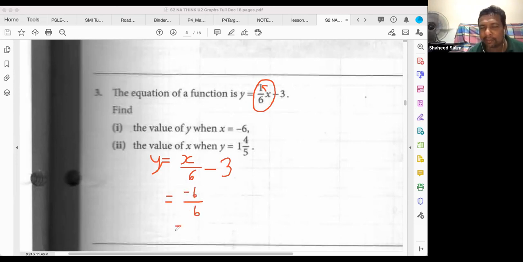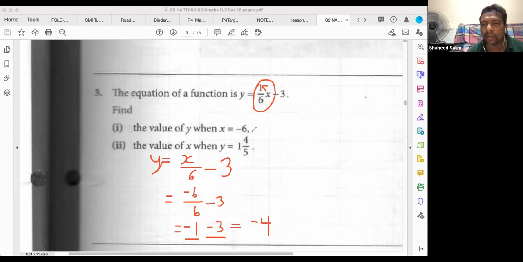6 divided by 6, you get 1. But remember, minus divided by plus. Minus. So minus 1 minus 3. You owe $1 to your mom. You owe $3 to your dad. How much do you owe your parents? You owe your parents $4. But I thought minus minus become plus. That is only for times. Do you see a times here? There is no times. Minus minus only become plus when you multiply.